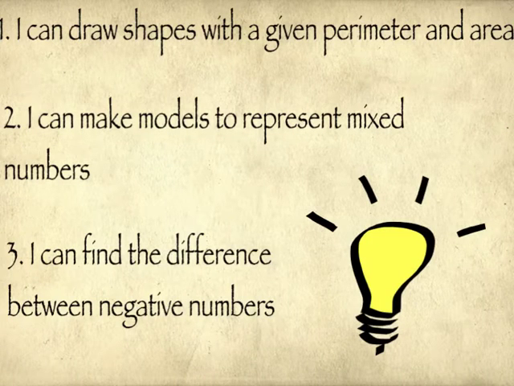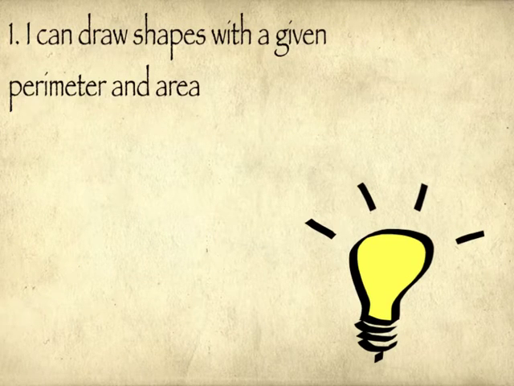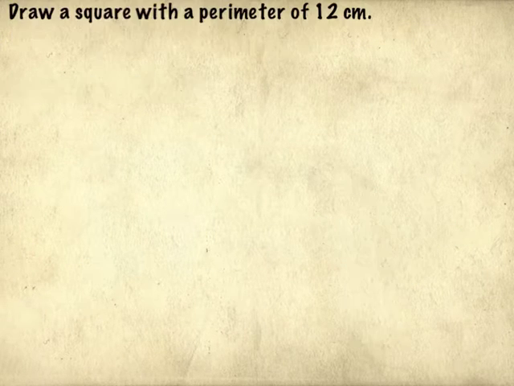So today we're going to draw shapes with a given perimeter and area. We're going to make models to represent mixed numbers, and we're going to find the difference between negative numbers. Let's start by drawing shapes with a given perimeter and area.